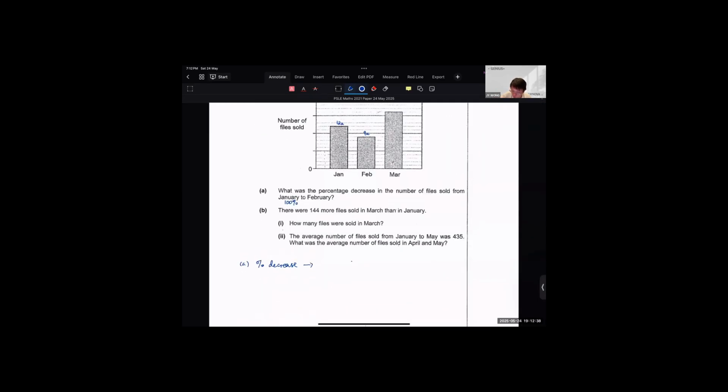So the difference, which is 12U minus 9U, over your original, which has to be January, which is 12U, and then you multiply by 100%. Press your calculator, you will get 25%. So make sure you get the correct denominator. Common mistake is you'll get the denominator wrong for percentage increase, decrease.